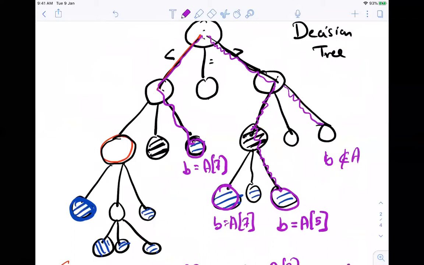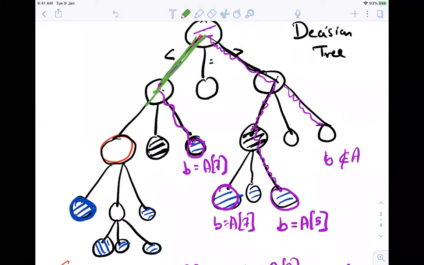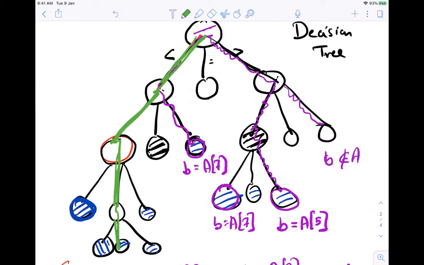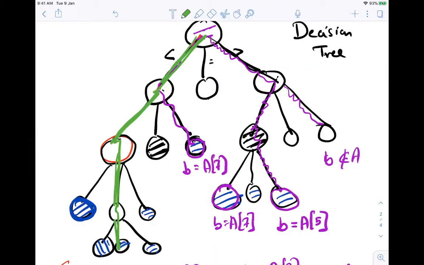And what is the depth? Depth is the longest path from the root to the leaf. So in this case particularly, this is 1, 2, 3, 4. So this is a depth 4 tree. What does a depth 4 tree mean? It means that it is possible that there exists a weird A and B for which the tree will have to go down this path, and it is a 4 depth, 4 length path.